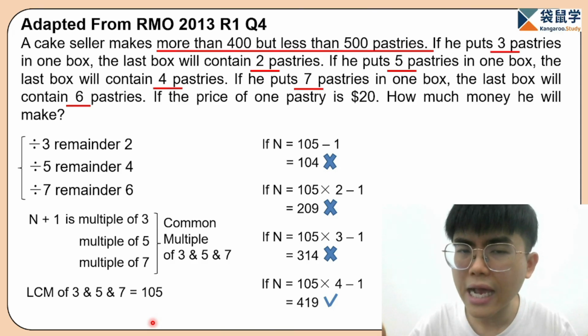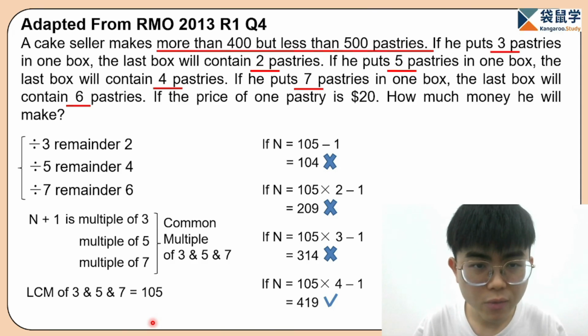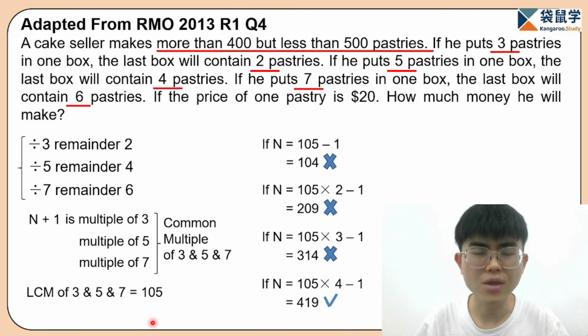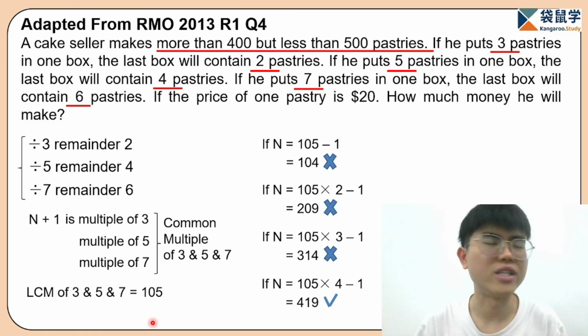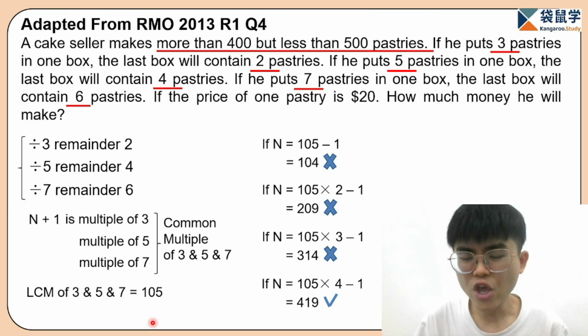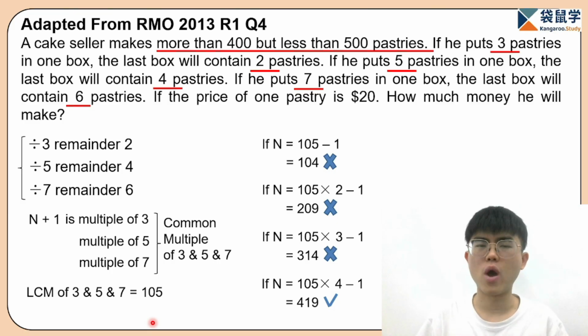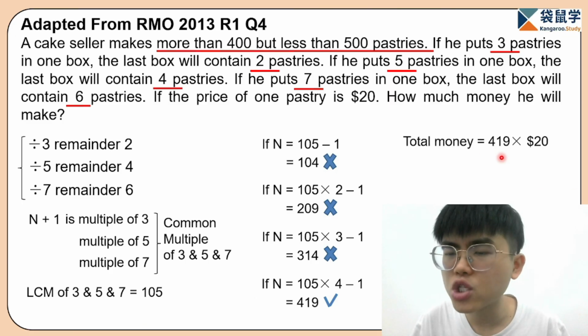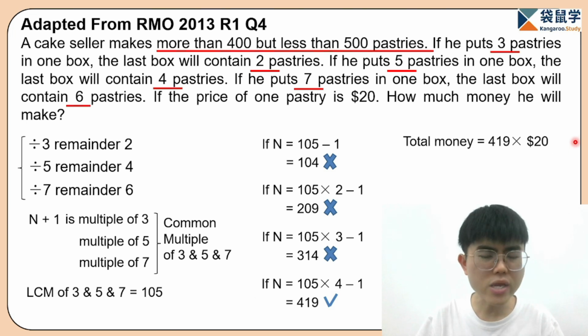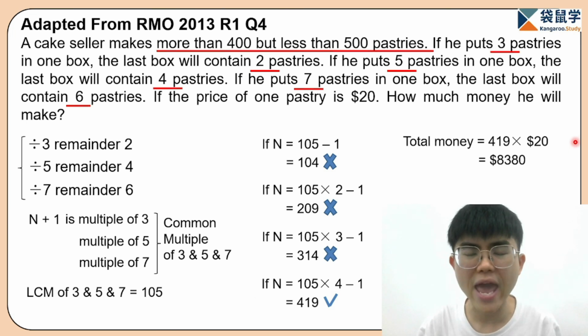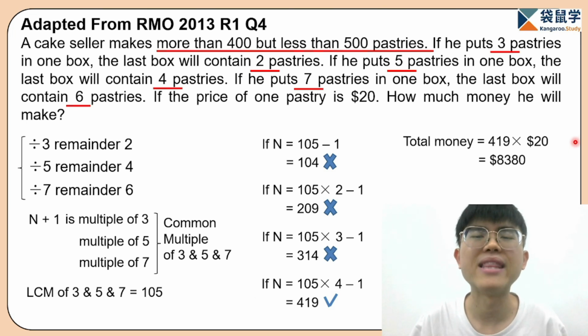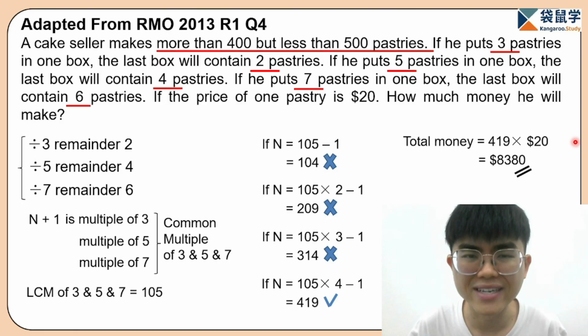Should we try the next multiple of 105? Should we times it by 5? Oh, if we multiply by 5, it will definitely be more than 500. This cannot be our answer. Which means that our n plus 1 will just be 420, and our n will just be 419. Everyone, in this case, one pastry is $20. We just multiply by 20. We get that the answer will be 8,380. And this is our final answer.